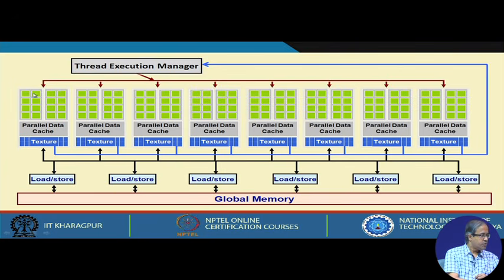Now, each of these clusters is having a data cache from where data can be loaded and stored, and there is a bus that connects these clusters to load store units. Now, to increase the bandwidth between the memory and these cores, there can be multiple load store units which can run in parallel. So, here I am showing there are 6 load store units.